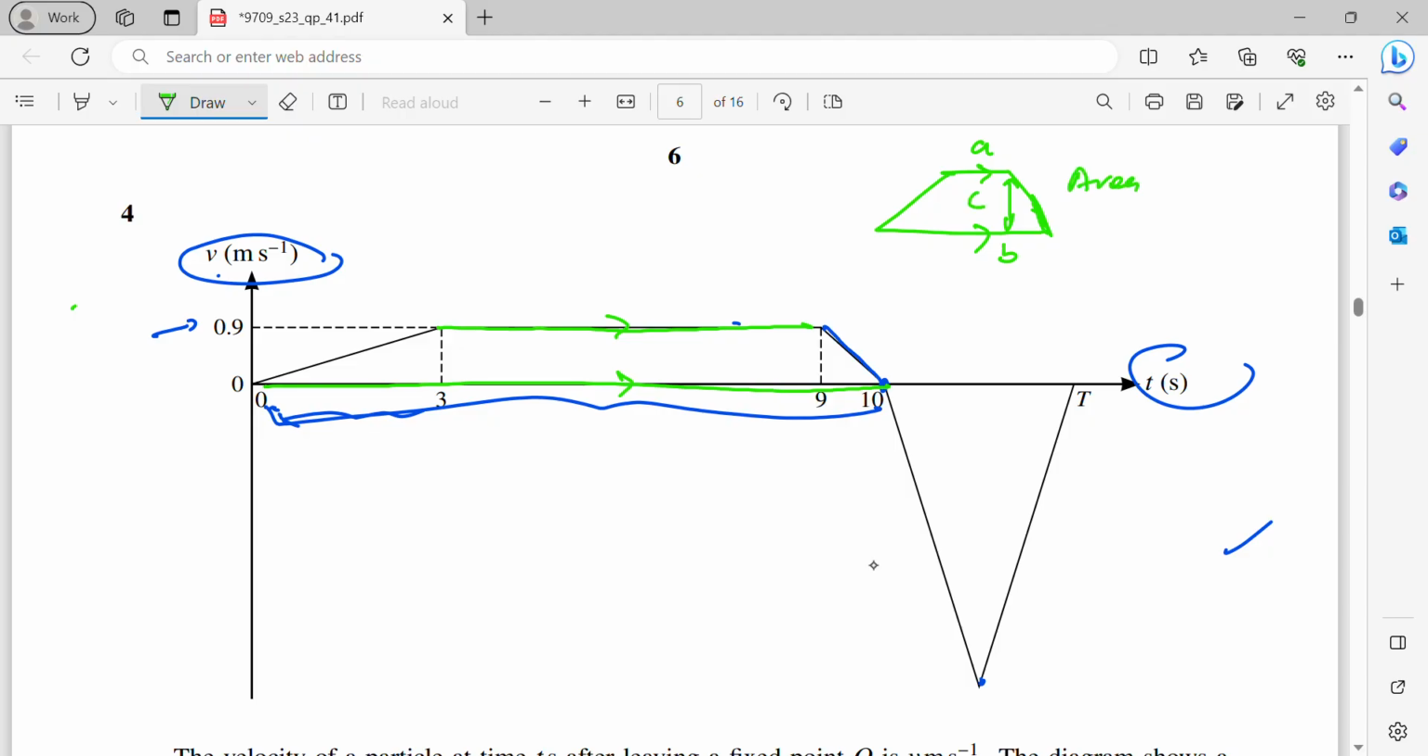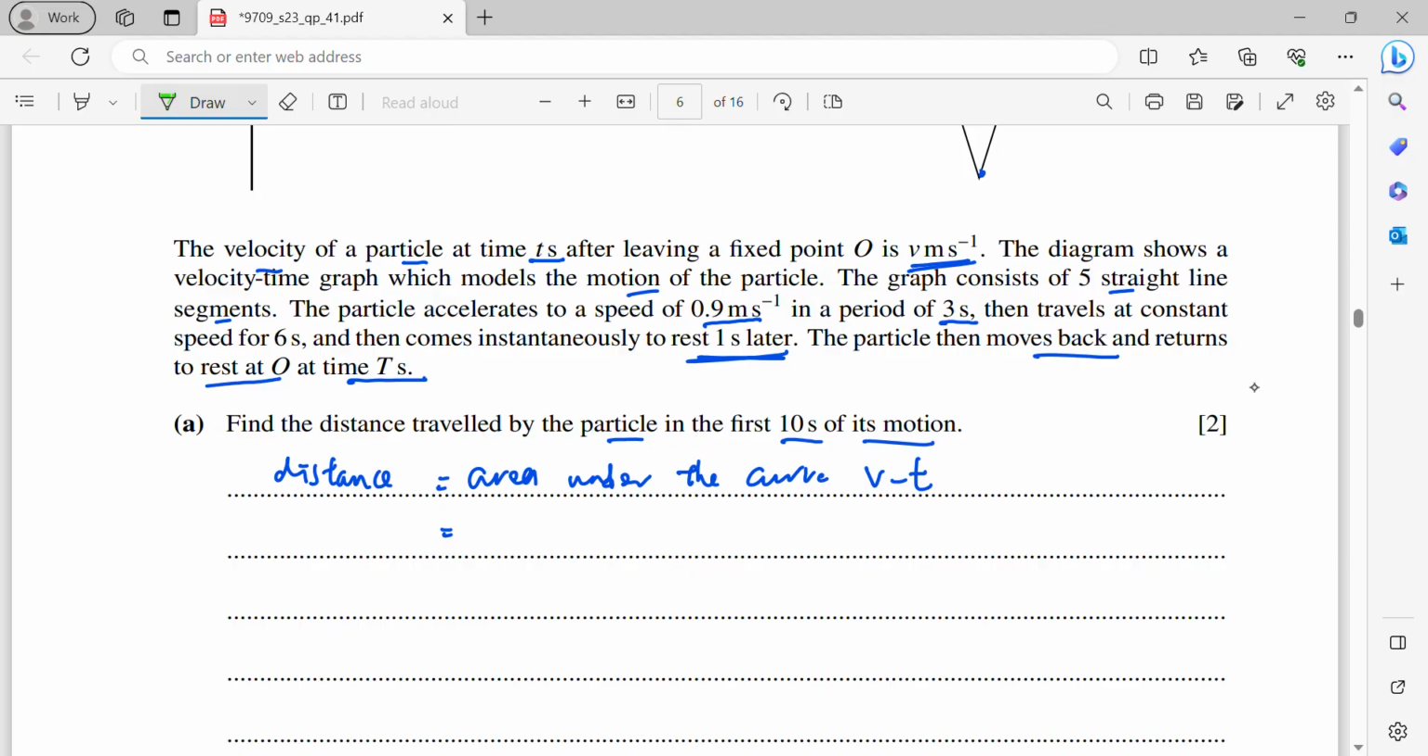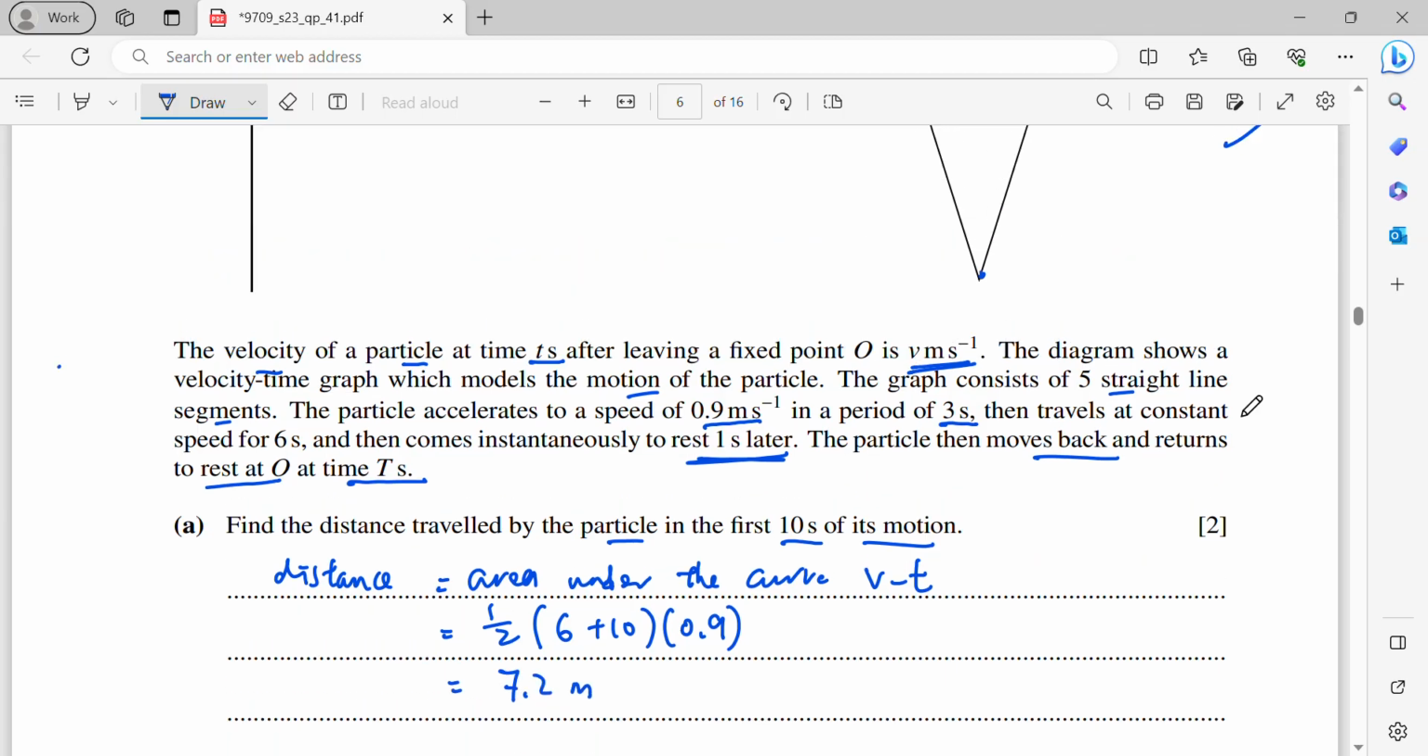The area is going to be half bracket A plus B times C. I know that this is going to be 6, because 9 minus 3 is 6, and then the longest one will be 10. The height here is going to be 0.9. So I get half of 6 plus 10, multiplied with 0.9. That is our area of trapezium. Then I will get 7.2 meters. So that's the solution of A.